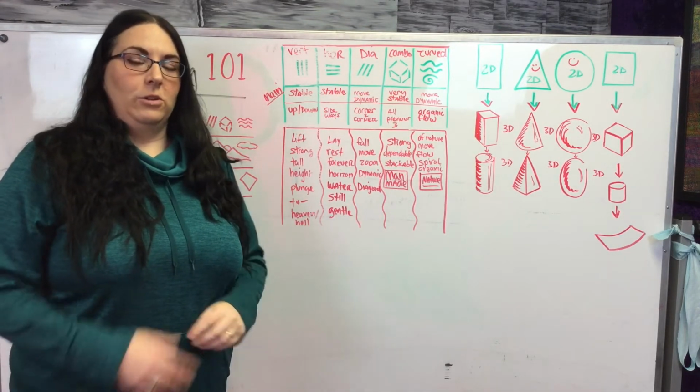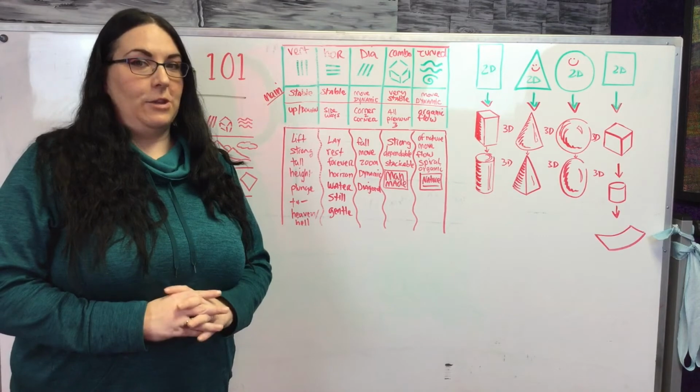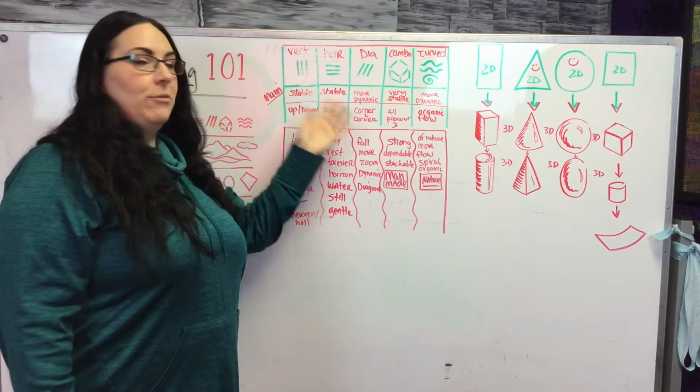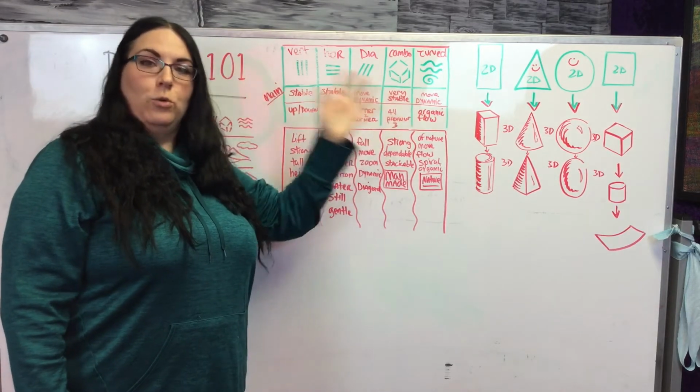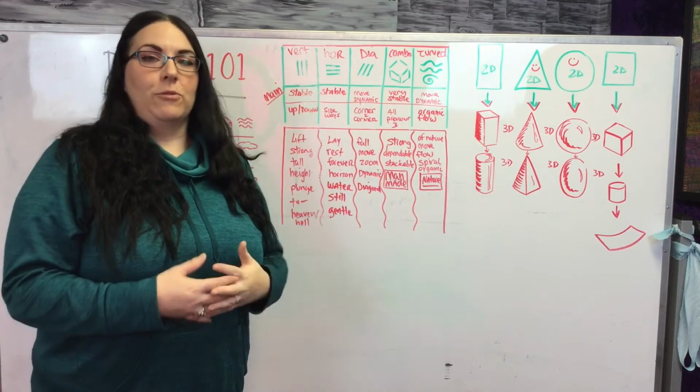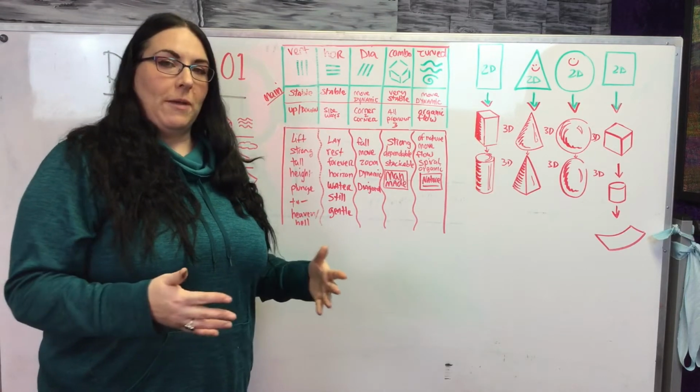Now, is that the all-inclusive list of lines? No, it is not. There are a lot more lines out there, take it from me. But these are the grandfather and grandmother, old relative type of lines that all the other lines kind of come from. Okay? So we're going to learn about those.